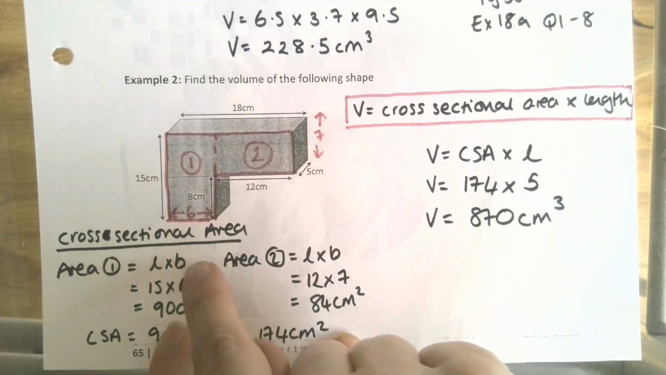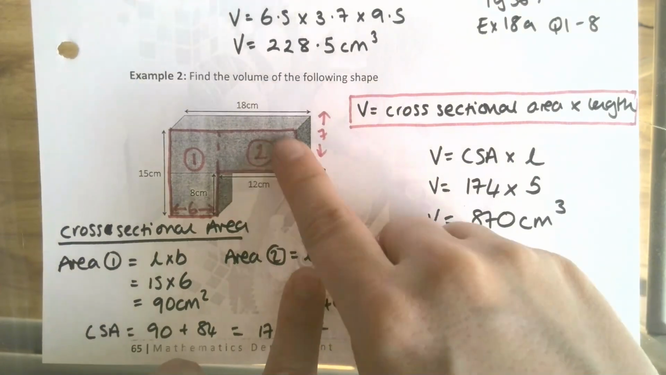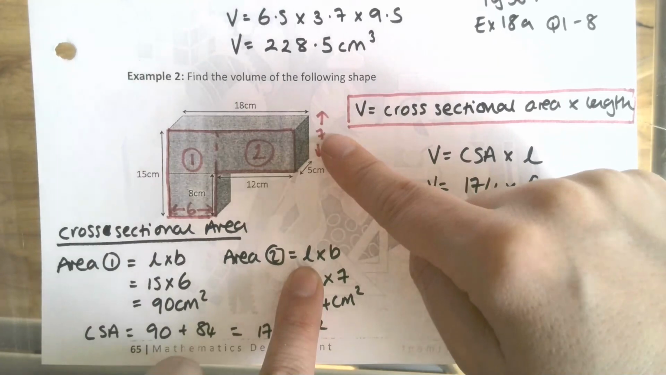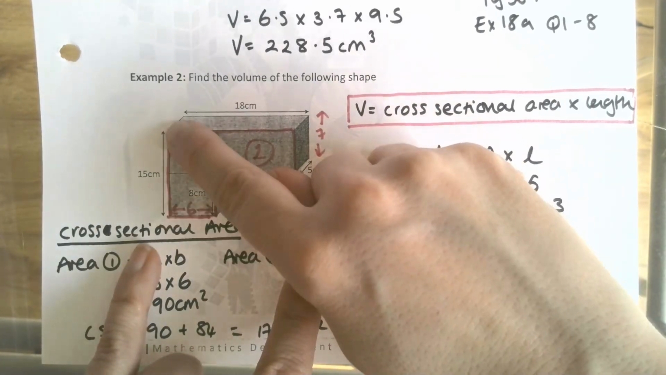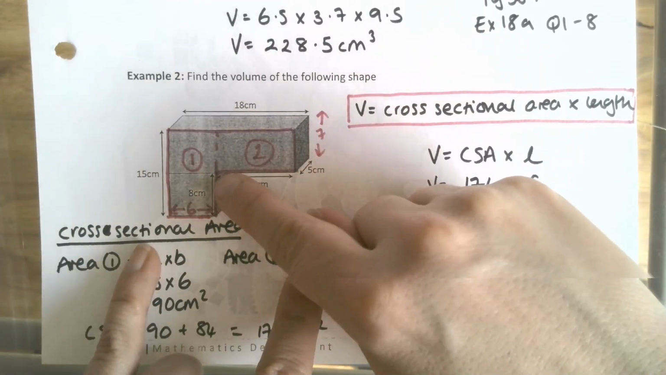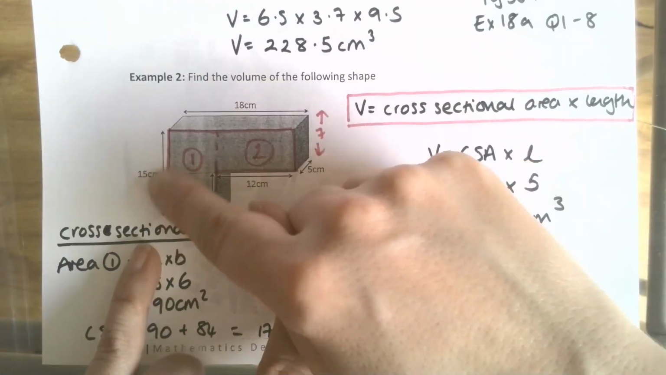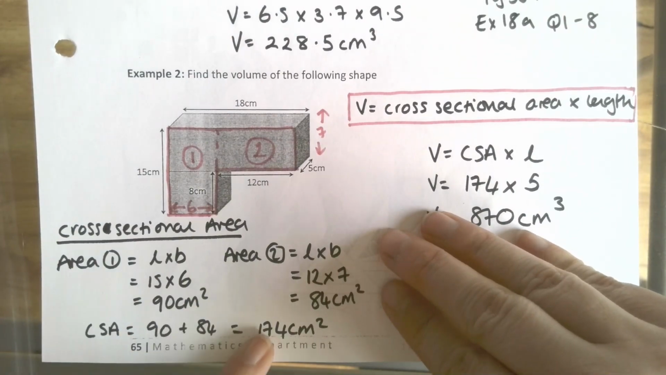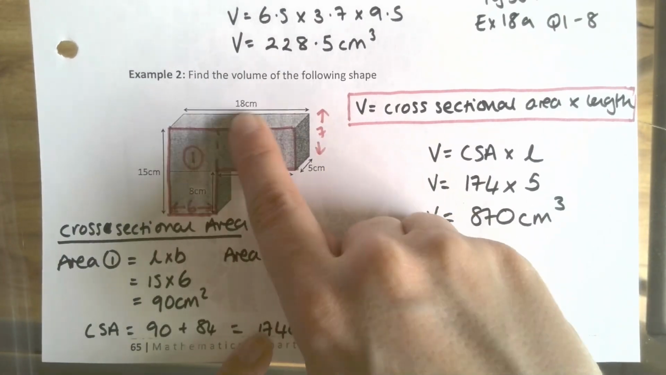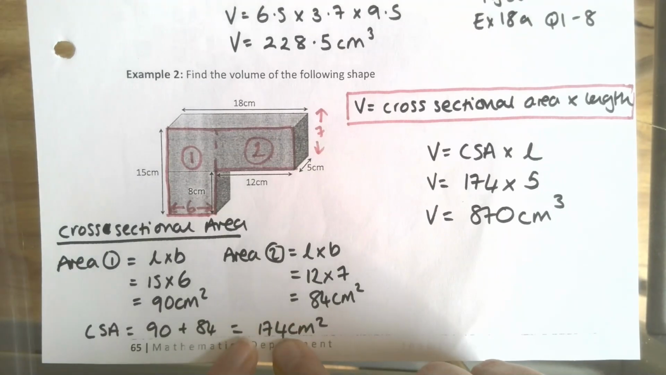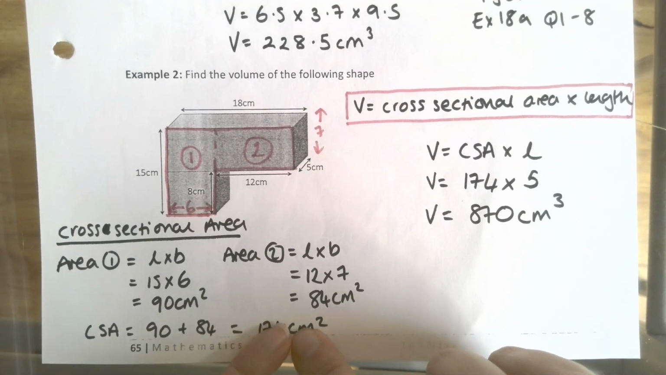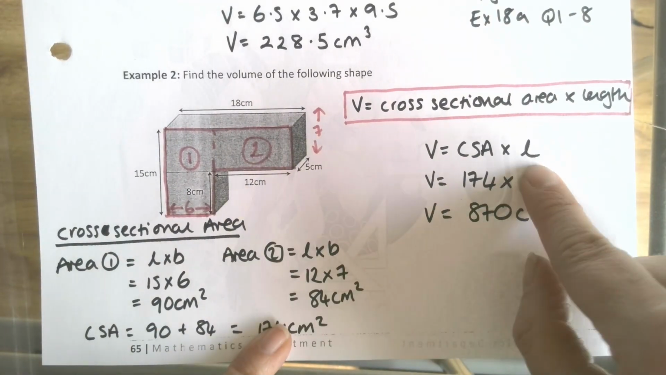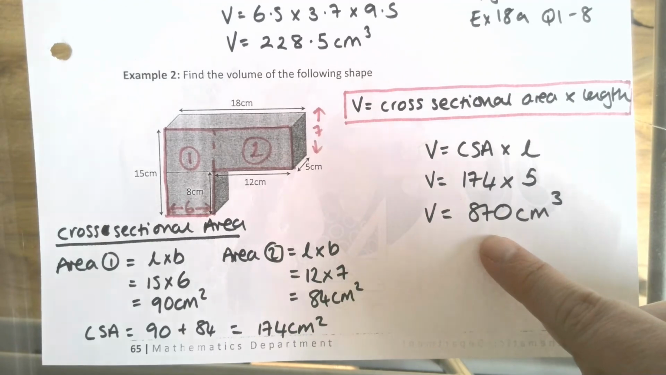And then area 2 is length times breadth. That's another rectangle. So 12 multiplied by 7. And we use the same technique to figure out the 7, because we know from here to here is 15. Here to here is 8. So this has to be 7, because these two have to add to give us the 15. Then we added these together to get the area of this side. All together is 174. Once we know that, then we can multiply that by 5 in this equation, cross-sectional area multiplied by length, and that gets us our volume.